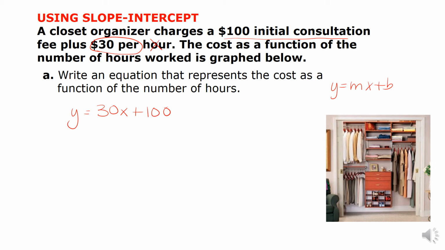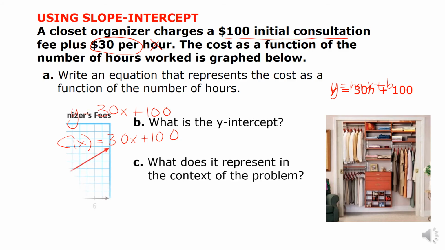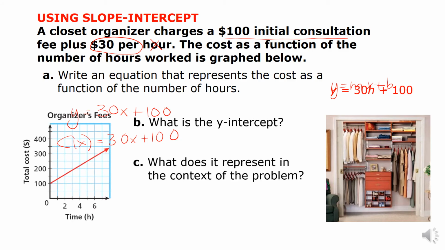So x is my hours, and it says write a function that represents the cost as a function of the number of hours. So if you wanted to, you could have put this, if you wanted to write it in function form, but either one is okay. Okay, so now you're going to ask, what is the y-intercept? The y-intercept is 100. Okay, we saw that right here. And what does it represent in the context of the problem? It represents that initial consultation fee. Okay, and here's the equation that they gave right underneath mine. So they used h as hours, totally acceptable.